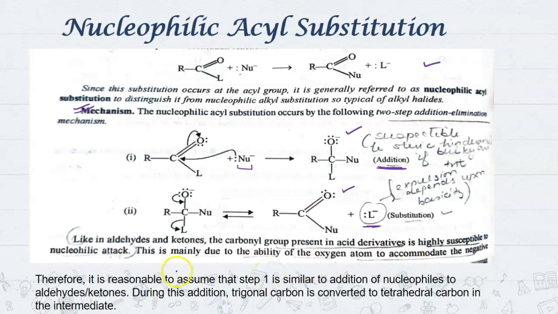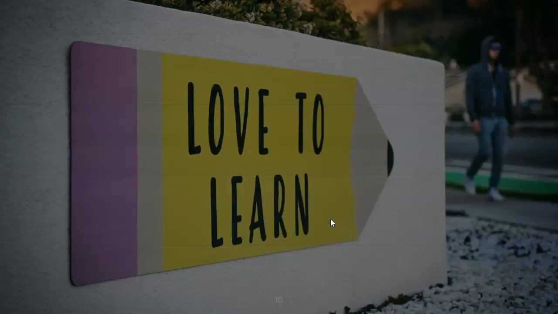That is one thing. Therefore, it is reasonable to assume that step 1 is similar to the addition of nucleophiles to aldehyde and ketone. During this addition, your trigonal carbon is going to get converted to tetrahedral carbon. In the intermediate, you can see this is your trigonal carbon over here, and this is now your tetrahedral carbon. Okay, this carbon we are talking about. Alright, so proceeding to the next slide.